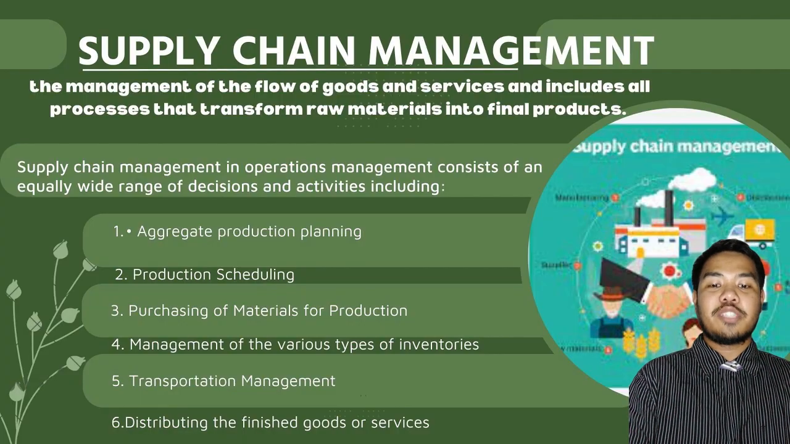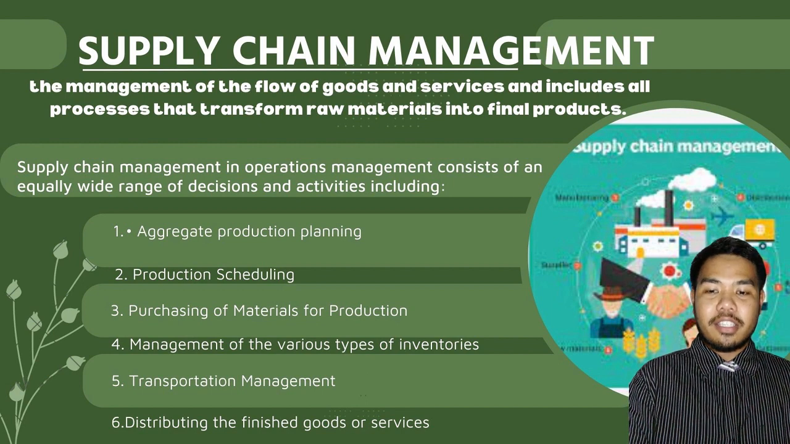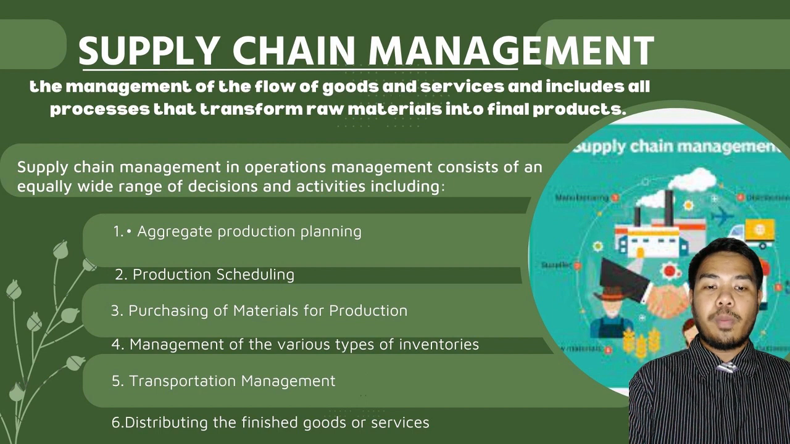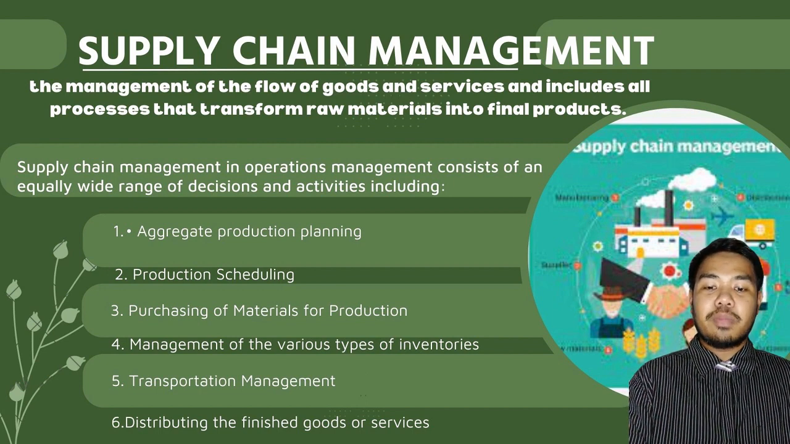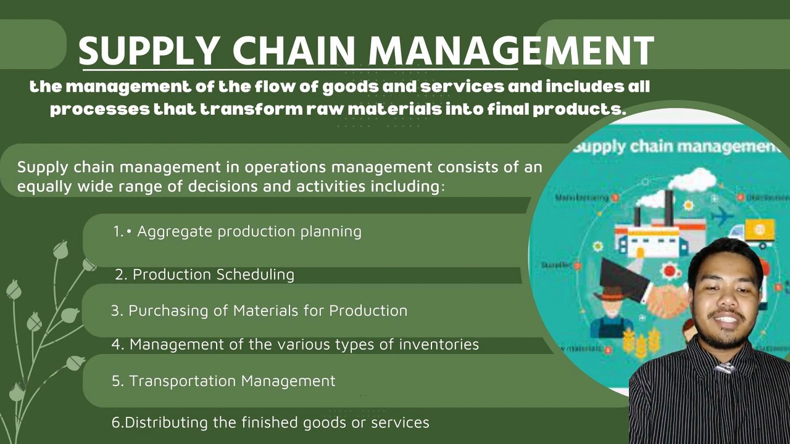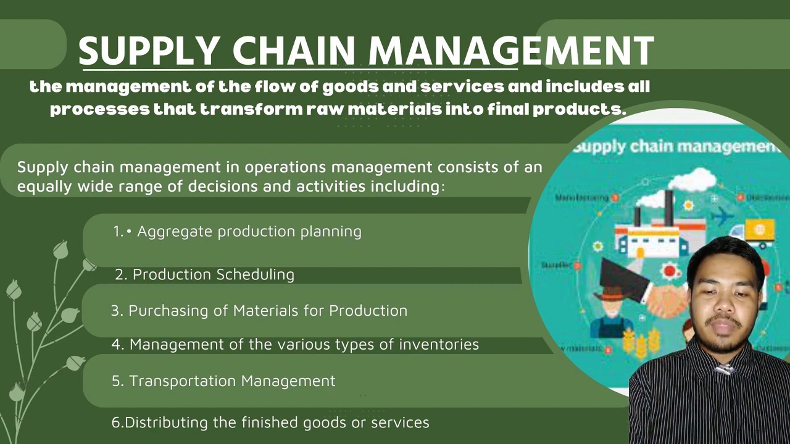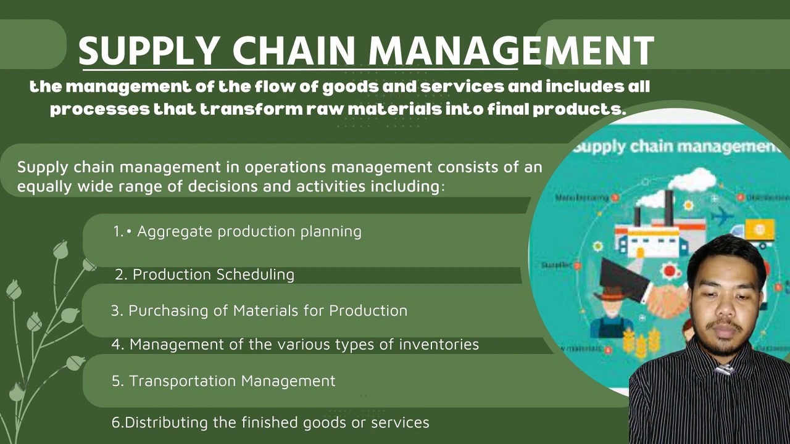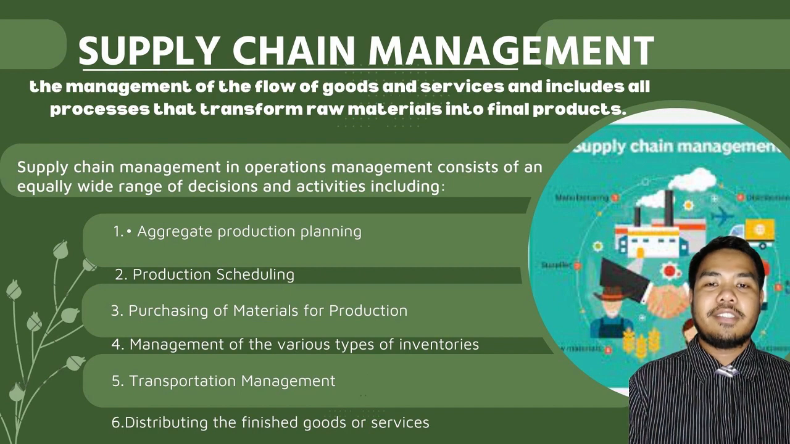And now let us discuss what is supply chain management. It is the management of the flow of goods and services, and includes all processes that transform raw materials into final products. The supply chain management and operation management consists of an equally wide range of decisions and activities. First, we have aggregate production planning, followed by production scheduling, purchasing of materials for production, management of various types of inventories, transportation management, and last we have distributing the finished goods or service.